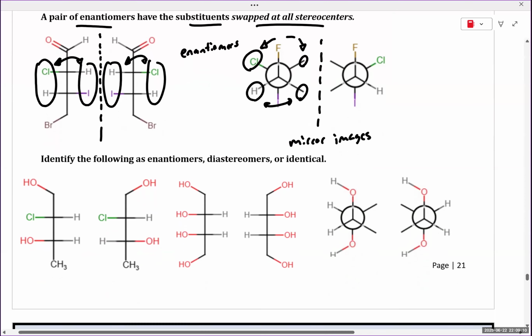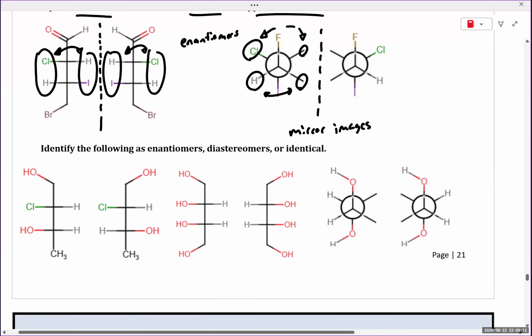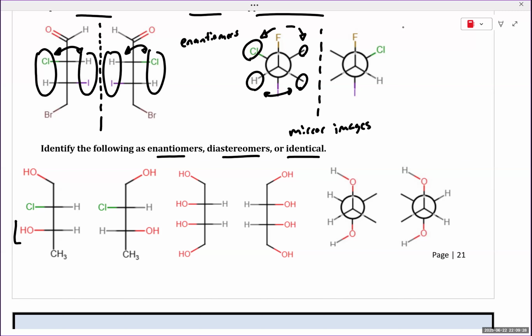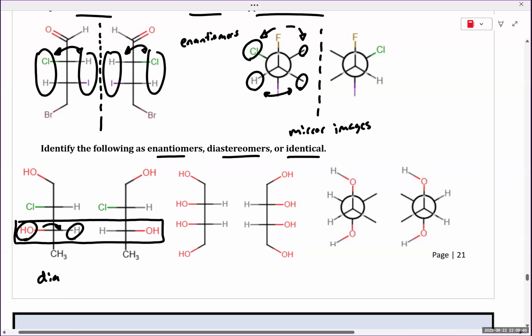So to this end, let's try to apply what we've learned, and I'd like you to identify the following as enantiomers, diastereomers, or identical. Before you do these two examples, I'm going to do the first one. First and foremost, I see that at the second carbon, the alcohol and hydrogen have been swapped. So we have a different configuration at one or more, but not all of the stereocenters. So these would be diastereomers.